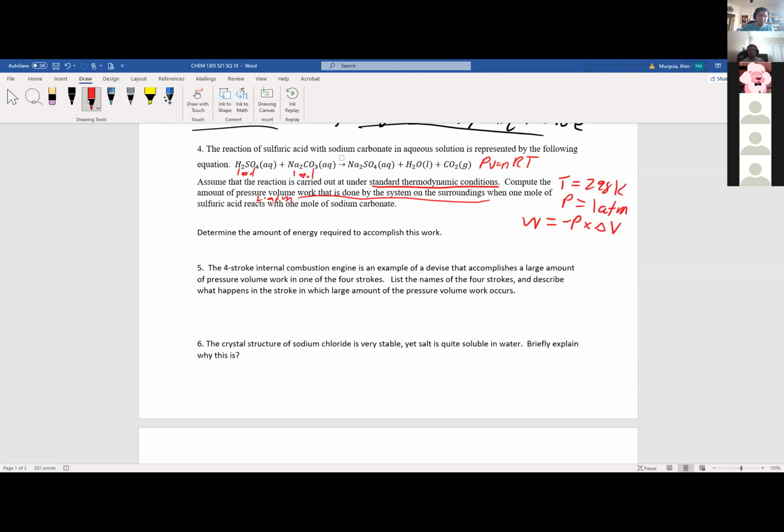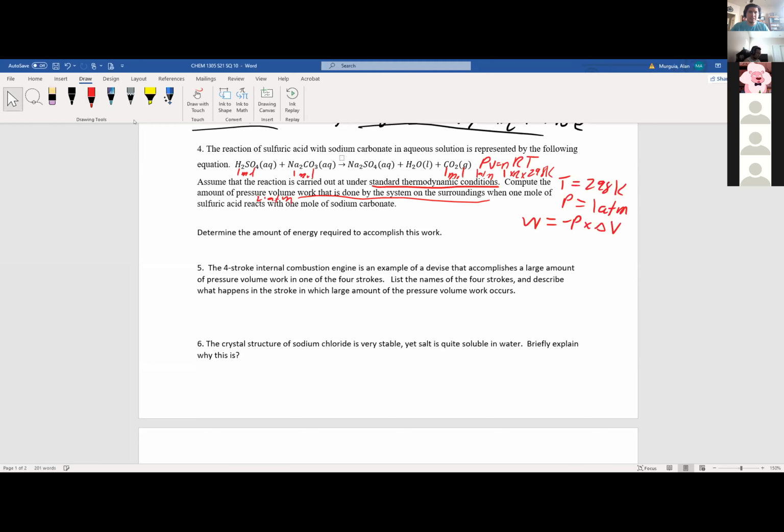Exactly, Gabriel. You would have 1 mole, since we're working with 1 mole of each reactant, so everything is 1-to-1. So we have 1 mole of carbon dioxide being produced. We know we have our n, which is 1, R, which is our gas constant, and our temperature, 298 K. And since it's standard thermodynamic conditions, we have 1 atm of pressure.